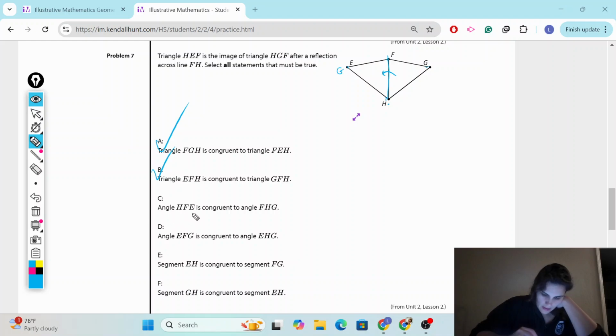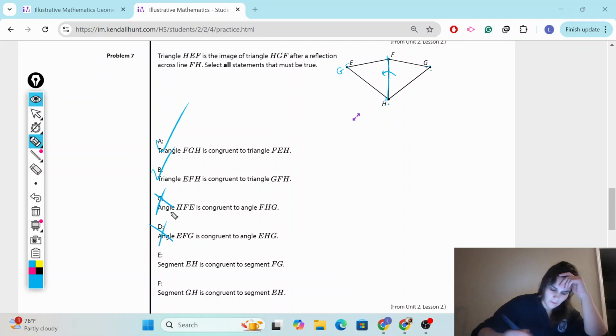Angle HFE is congruent to triangle FHG. Those do not correspond. We are not good to go. Angle EFG is congruent to angle EHG. What? No, we are not good to go.